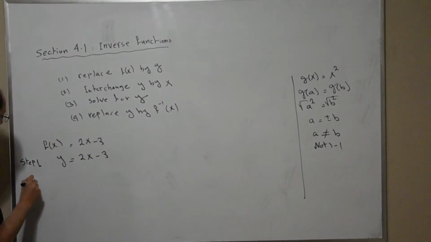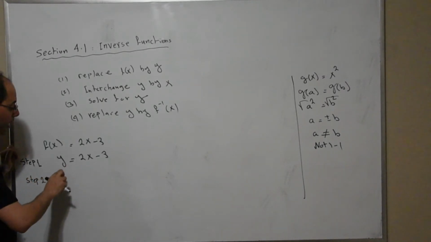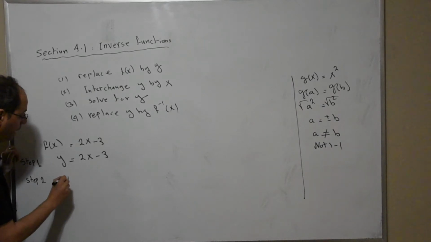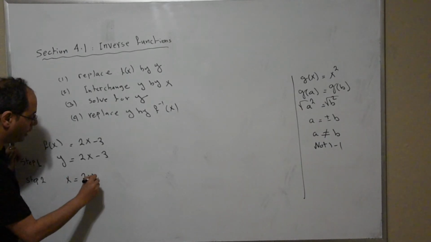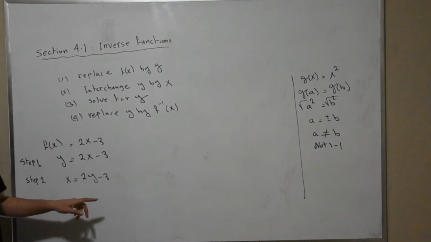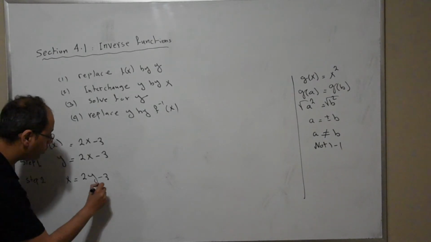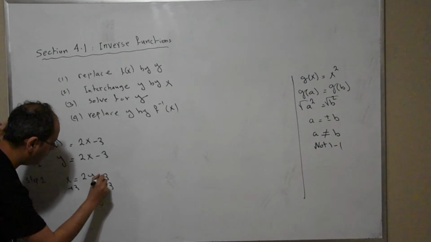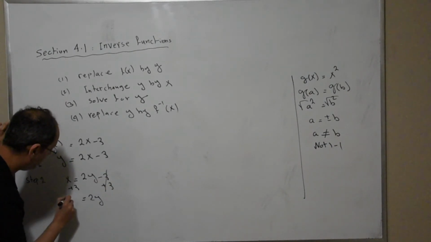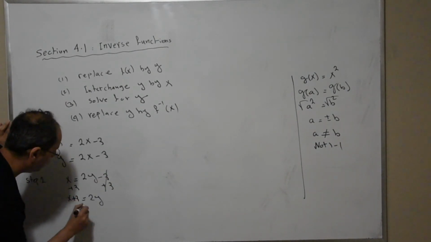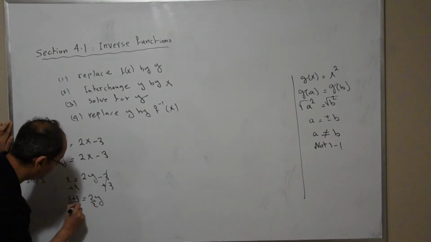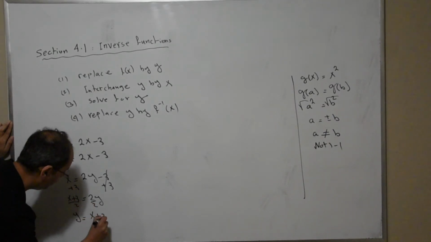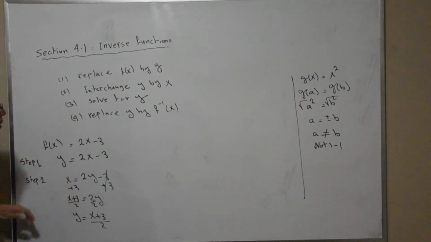Step two, I exchange or interchange y by x and x by y. So that would be x equals 2, y minus 3. Step three is to solve for y. So I'm going to add 3. So 2y is x plus 3. And divide by 2. So y equals x plus 3 over 2.